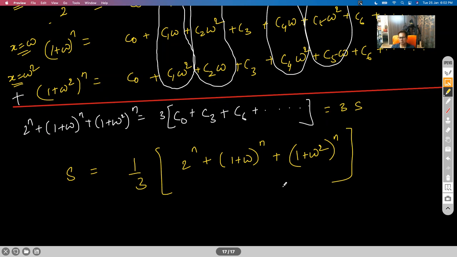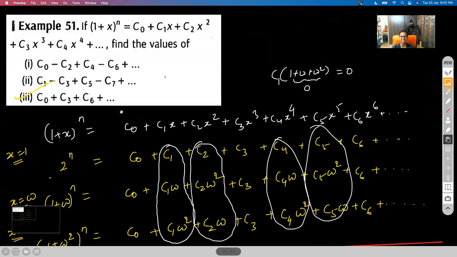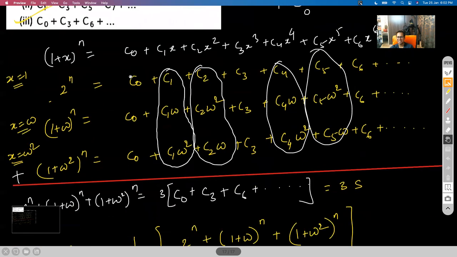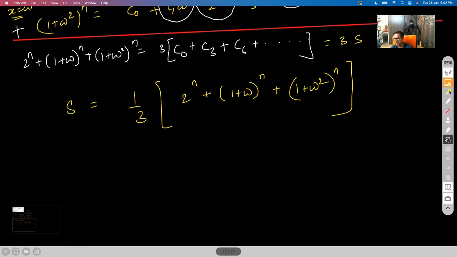Correct? But it's not a good practice to leave your answer in terms of omega and omega square, given that this entire series consists of non-real terms. So let us try to see whether this comes out to be a term which is real in nature. I don't want any omega square to appear in our answer. So let us do a small simplification here.